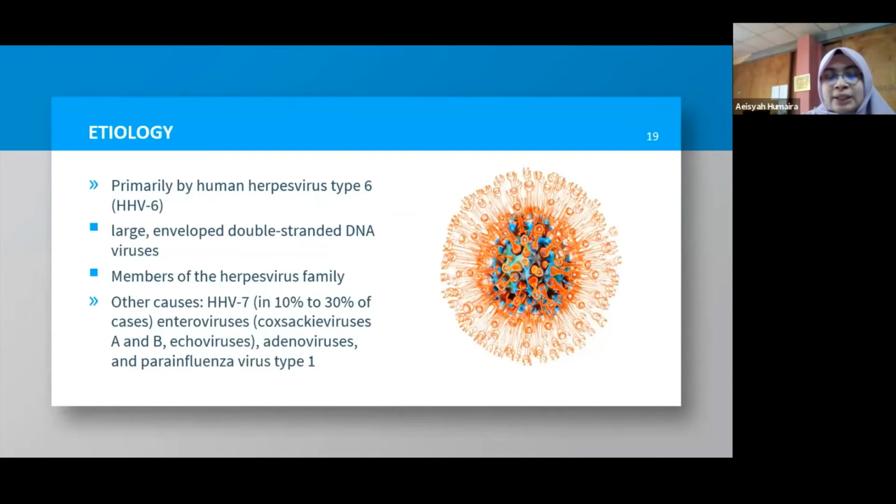Primarily, it is caused by human herpes virus type 6. Human herpes virus type 6 is a large enveloped double-stranded DNA virus and a member of the herpes virus family. Other common causes are herpes virus type 7, enterovirus, adenovirus, and parainfluenza virus type 1.